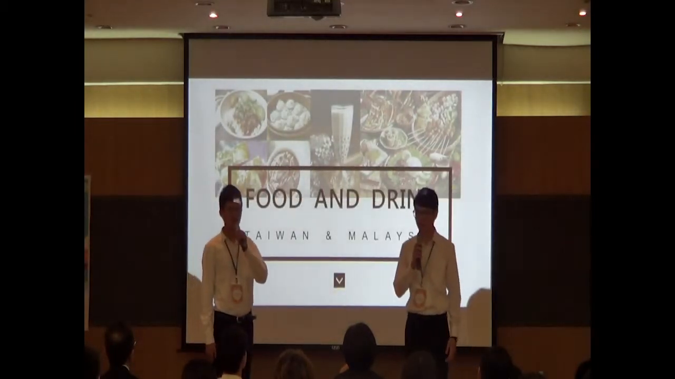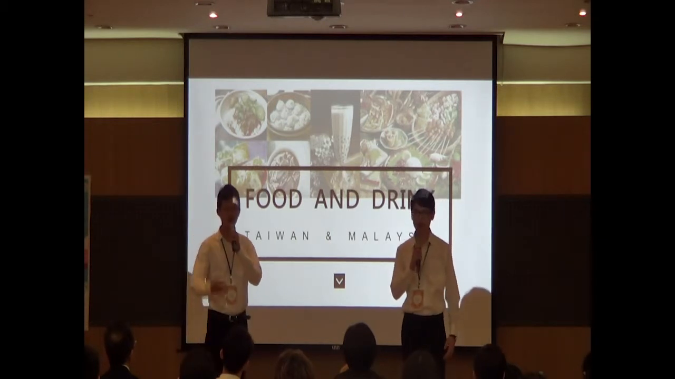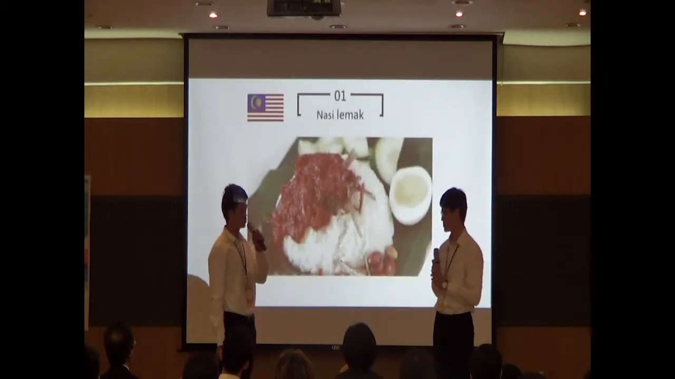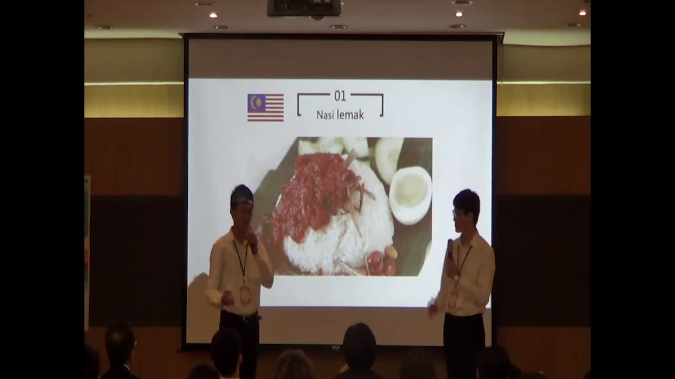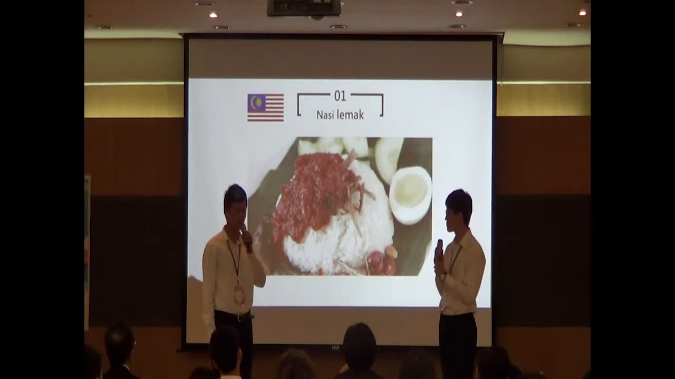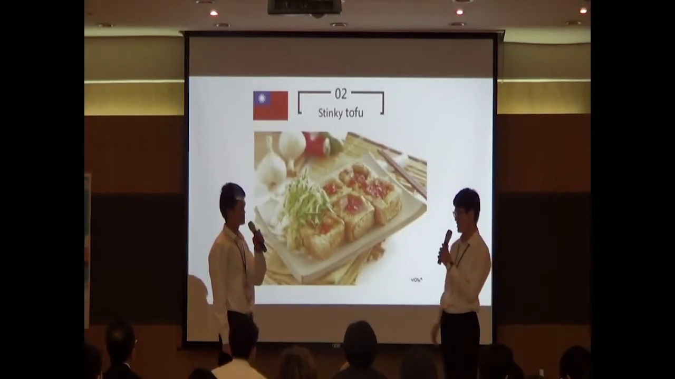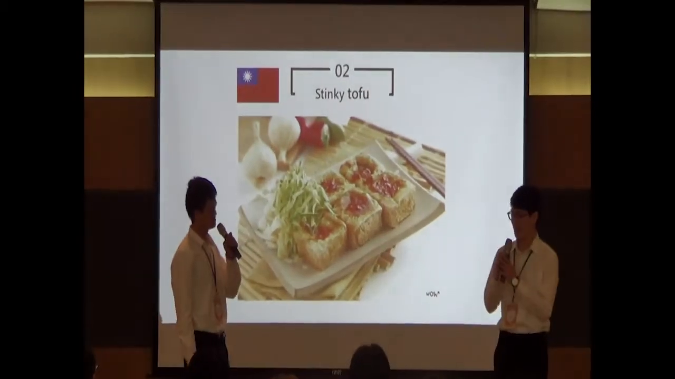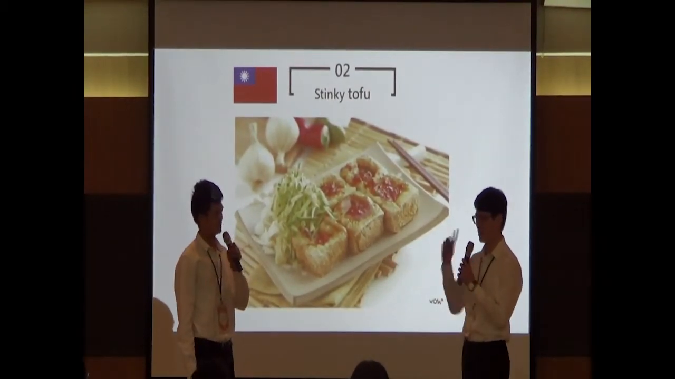Now, we are going to introduce some Taiwanese and Malaysian cuisine to all you guys. Hey Nick, do you know nasi lemak? Oh, what's that? Nasi lemak is a fragrant rice dish cooked in coconut milk and pandan leaf. Wow, sounds delicious. Dan, have you ever tried stinky tofu? It tastes better than it smells. Trust me, brother. I bet you will like it.